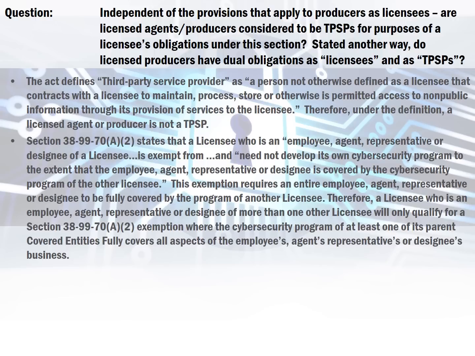This exemption requires the employees, producers, representatives, or designees' operations to be fully covered by the program of another licensee. Therefore, a licensee who is an employee, agent, representative, or designee of more than one other licensee will only qualify for a section 3899-70A2 exemption where the cybersecurity program of at least one of its parent or other sponsoring licensees' information security program fully covers all aspects of the employees, agents, representatives, or designees' business operations.